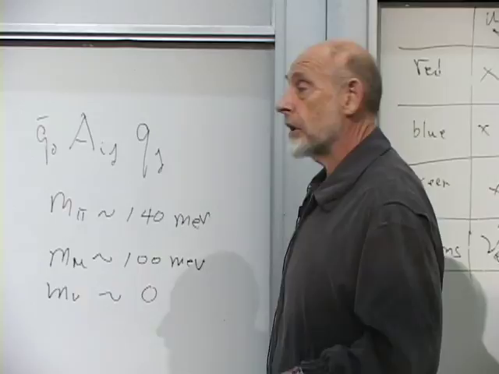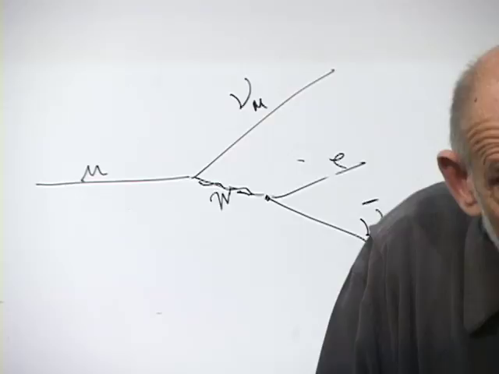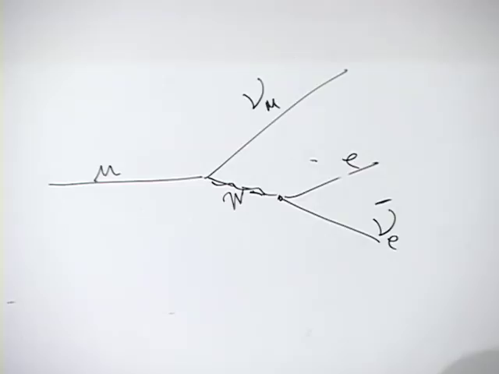Is it an antineutrino? Yeah, it is. So it's one neutrino, one antineutrino, and an electron. Okay? So that happens. And that's the primary decay. It's the only decay of the muon. So the muon is an unstable particle because of this.